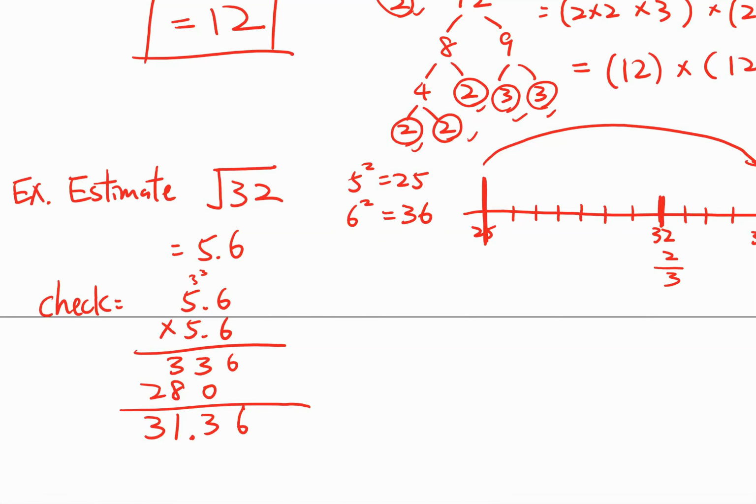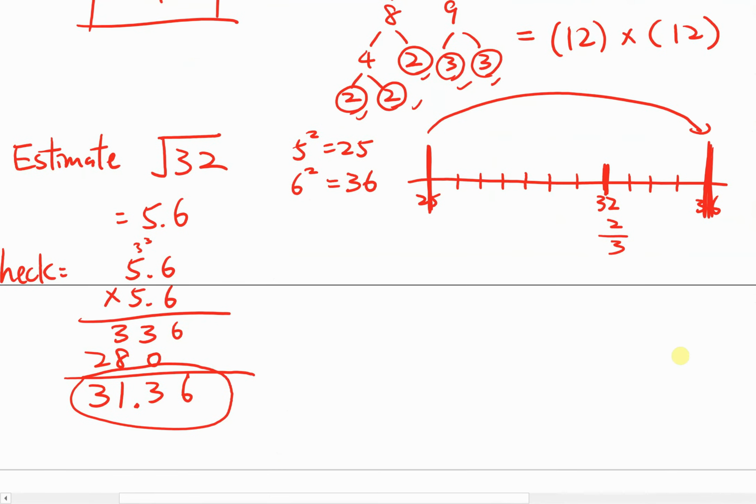I mean, if this value is way below 32, let's say maybe it was equal to 30, then we could probably improve our estimate by, let's say, 5.7 because 5.6 would be way below. But I think 31.36, this is not a bad estimate of what the square root of 32 is. Okay, so I would say that's it.